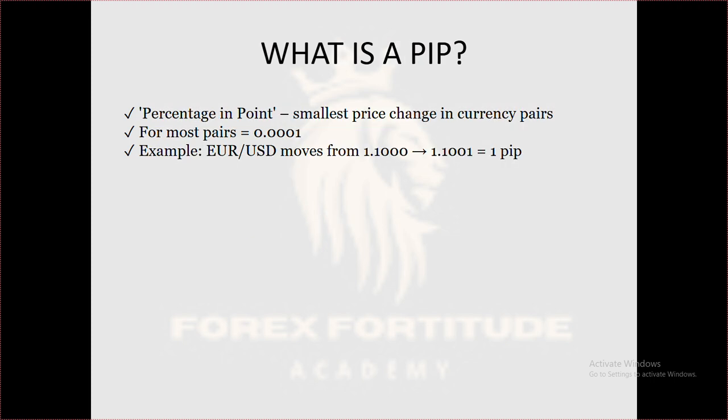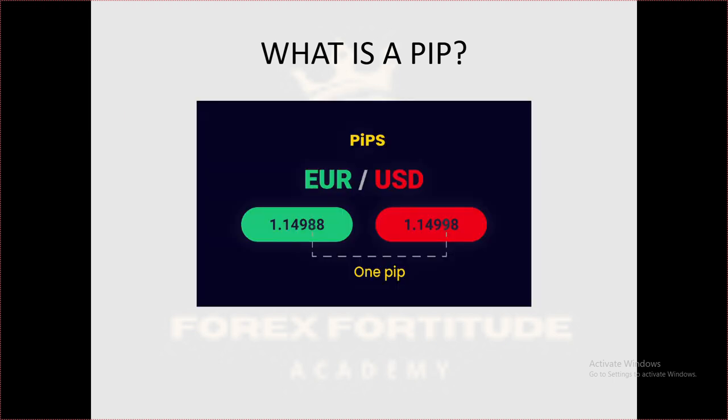Okay, now what is a pip? A pip is a percentage in points, which is the smallest price change in currency pairs. Most pairs have a pip of 0.0001. For example, EUR/USD moves from 1.1000 to 1.1001. The difference is the one pip movement. That is exactly what a pip is: the smallest price change in a currency pair.